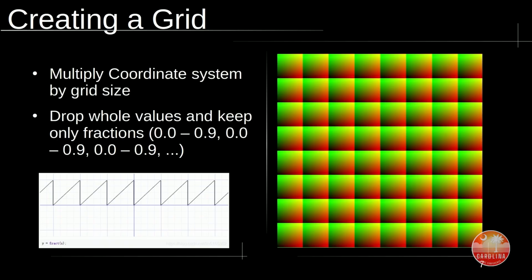First, we're going to multiply our coordinate system by our grid size. And so if we want a grid of 10 by 10, we're going to multiply by 10. And second, we're going to drop the whole number values and keep only the fractions. And this will make the values go between 0 and 0.9 in both the x and y directions for each grid.